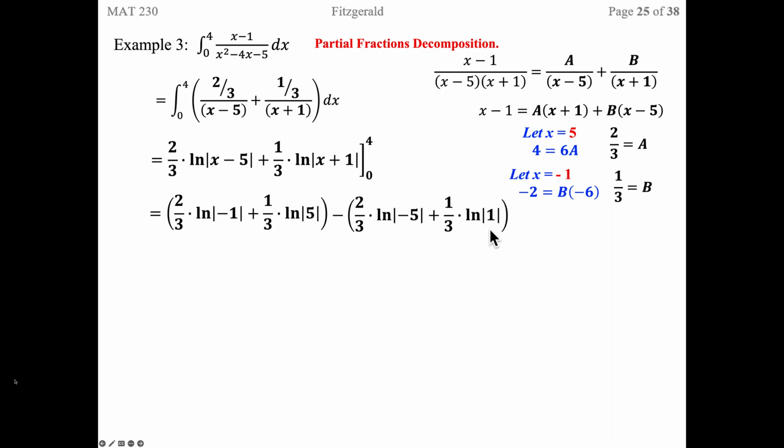0 plus 1 is 1, but I just realized, hey, natural log of 1, or log of anything with a 1 in it, those are 0. This is 0, that's a 0, so 0 times a third is gone. 2/3 times a 0 is gone, so we have 1/3 times the natural log of the absolute value of 5, minus 2/3 times the natural log of the absolute value of 5. We can combine that together. 1/3 minus 2/3 is a negative 1/3 times the natural log of 5.